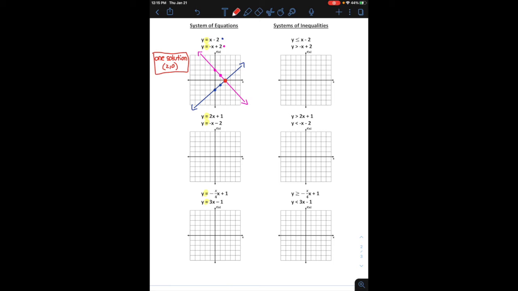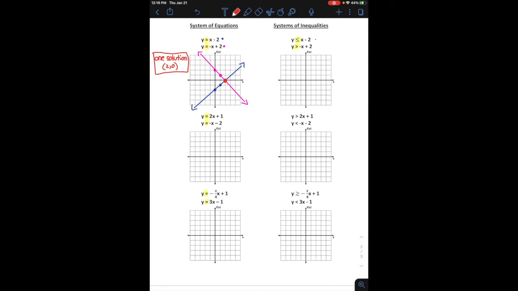Inequalities have a lot more solutions. So over on the right, as you could see, we now have inequality signs. Not only are we going to graph both, but we're going to shade both of them on the same coordinate plane. The area where the solutions are is where the two shadings would intersect.